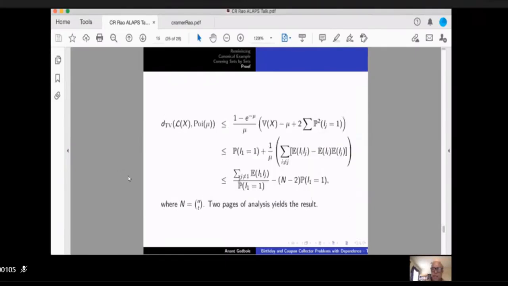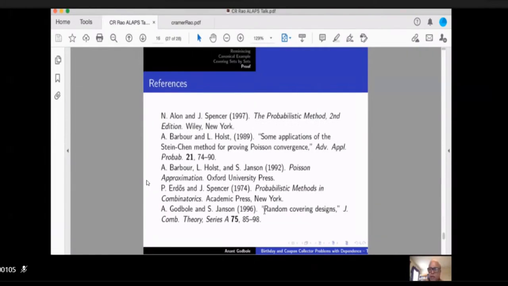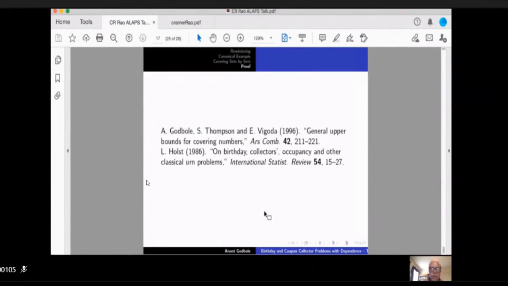Simplify the Stein-Chen bound, you get something like this. It really amounts to covariance calculation, the probability that both the first set and the jth set are covered lambda minus 1 times. And then you have 2.5 pages of pretty intense analysis, gives you the result. Okay, and here are the references. And once again, thank you very much for coming to my talk.